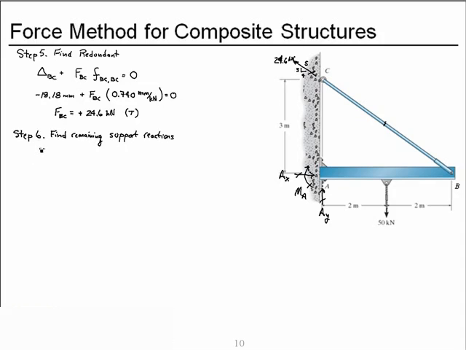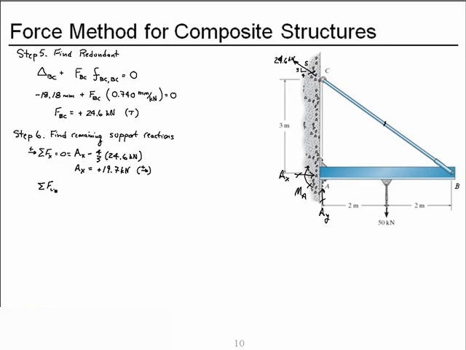Let's sum forces in the horizontal direction. Choose to the right as positive. We have the unknown reaction at A minus the horizontal contribution from the reaction at C, which is minus 4/5 times the 24.6 kilonewtons. And so the horizontal reaction at A we find to be a positive 19.7 kilonewtons. We drew it to the right, so it is to the right.